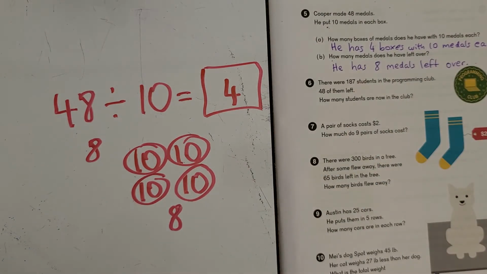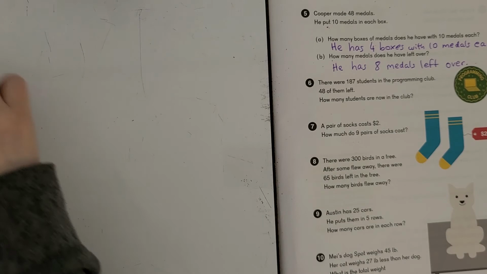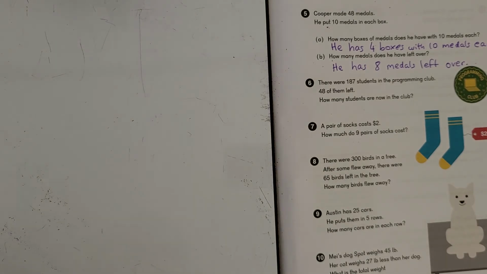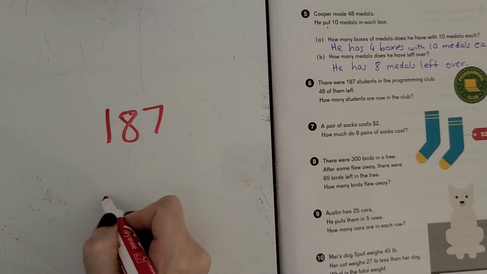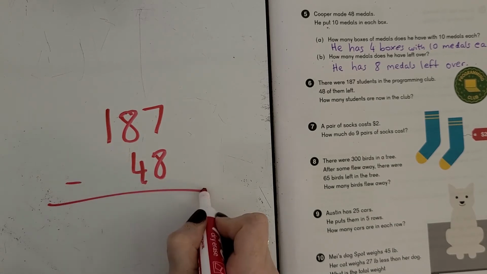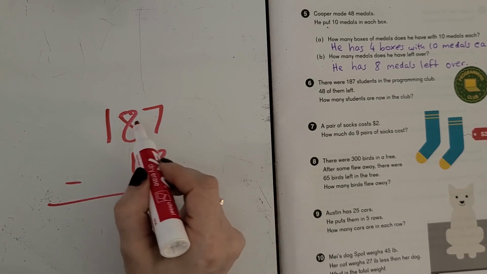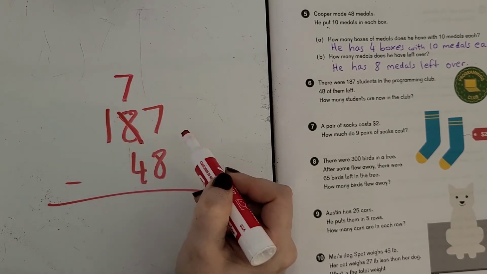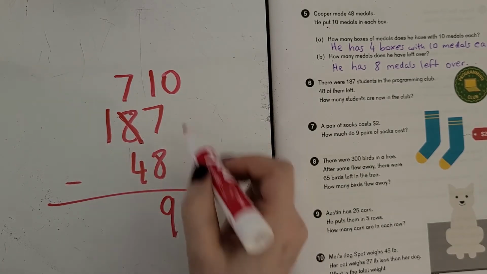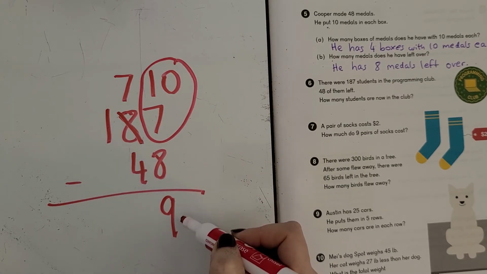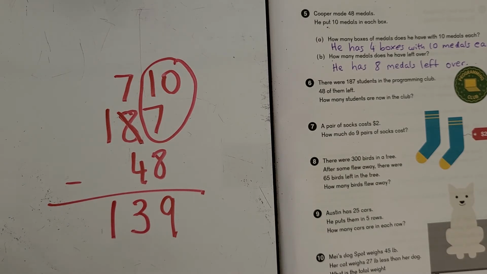Let's read number 6. There were 187 students in the programming club. 48 of them left. How many students are now in the club? So we started with 187. 48 left, so we know we are subtracting to see how many students are now in the club. Can you take 8 from the 7? Nope, you need to borrow. 8 becomes a 7, gives away a 10. 10 minus 8 is 2, plus the 7 is 9. Or you could have said 17 minus 8 is 9. 7 minus 4 is 3. Bring down your 1. Our answer is 139.